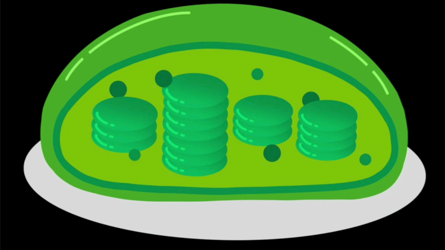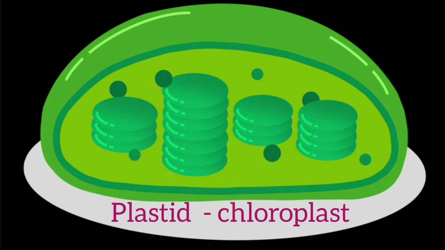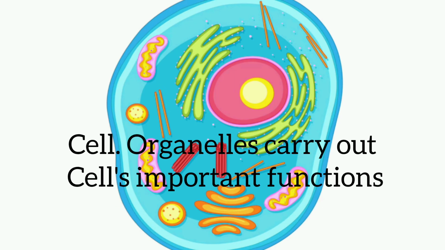Plastids are cell organelles which are found only in plant cells. You cannot see plastids in animal cells. They are present only in plant cells. These organelles are very important because they carry out specific and essential functions that help the cell stay alive and work efficiently.